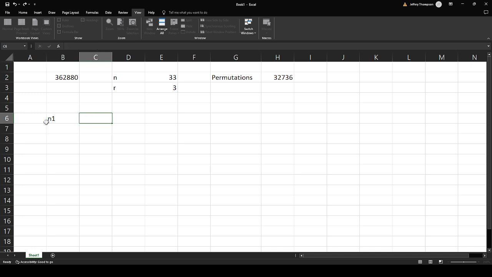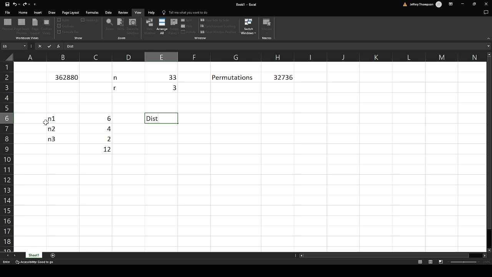I'll say that n1 equals 6, n2 equals 4, and n3 was 2. And instead of summing these individually and going 6 plus 4 is 10 and 10 plus 2 is 12, I can do the sum of C6, which is my first cell, to C8. And so there I get my N total.